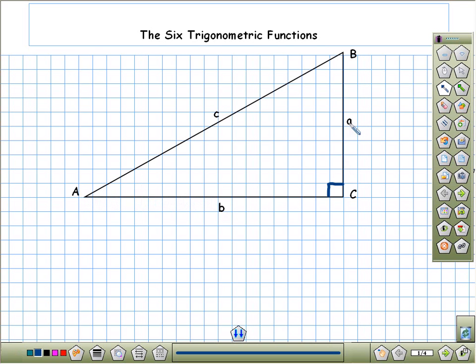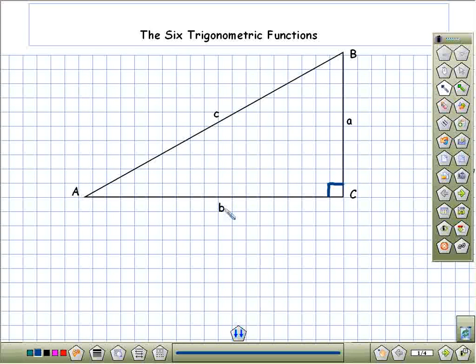So for any angle that I talk about on that triangle, we have 3 sides. We have the hypotenuse, which is the same no matter what. We have the side opposite the angle and the side adjacent to it. Does everybody see that? So for example, with B, the side adjacent to B is A, and the side opposite B is little b. Okay?